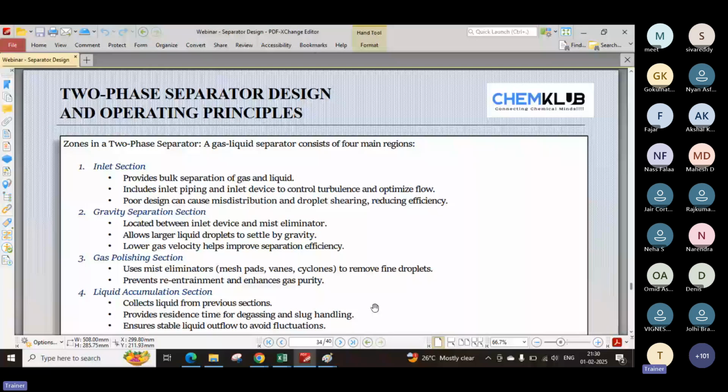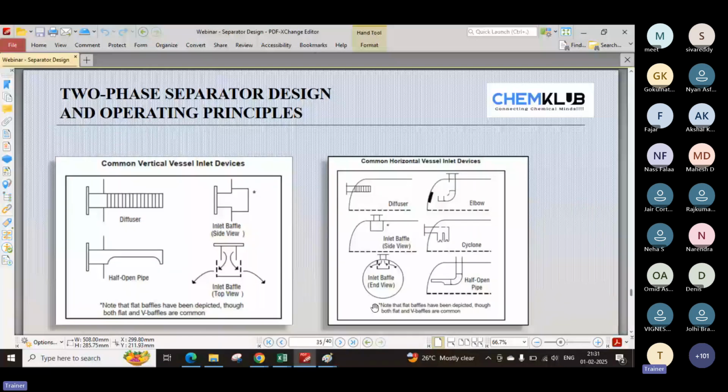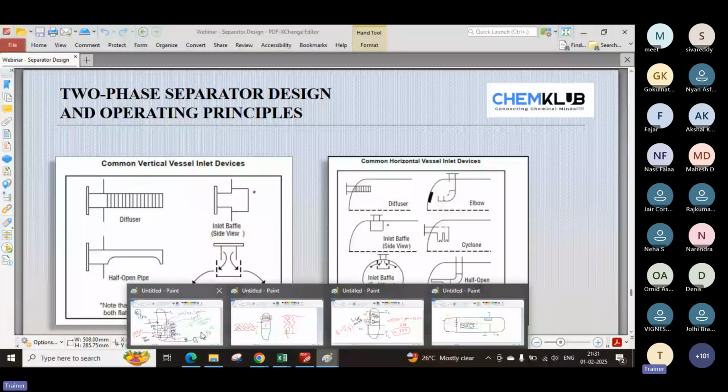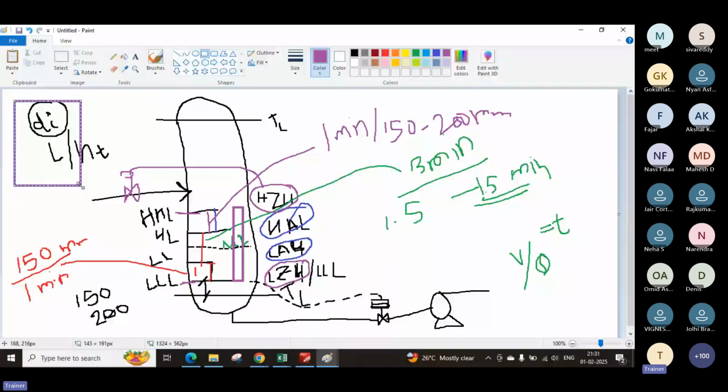Okay, now when we are talking about separator sizing, there is again a major part. Being a process engineer, we have to estimate the diameter and the length or the height of the vessel. At the same time, we have to estimate the nozzle sizes: the sizes of the inlet nozzle, the gas outlet, and the liquid outlet. So we have to find these nozzle sizes as well.